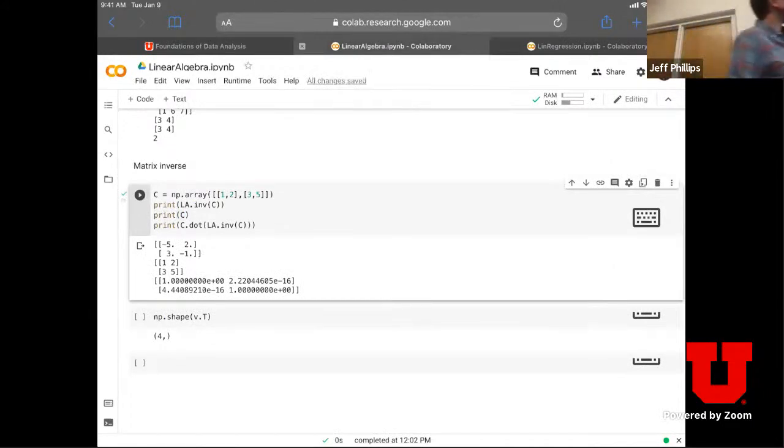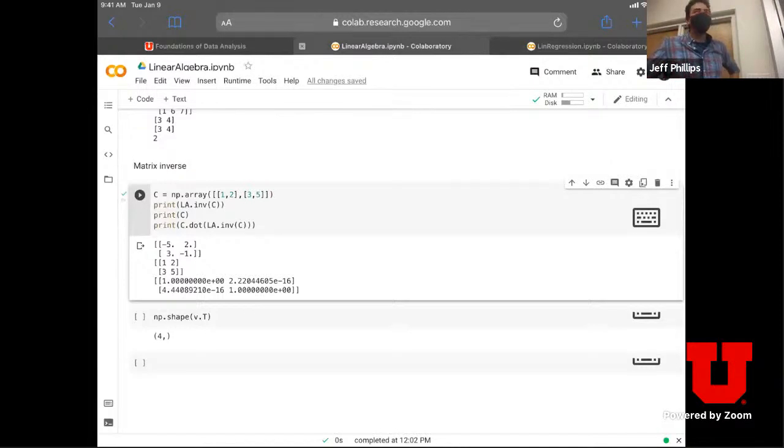Okay, so this is C is 1, 2, 3, 5. The inverse happened to be a pretty nicely defined matrix here, is -5, 2, 3, -1. Okay, and I'll change that, and we'll see what happens in a second. The inverse turns out to be a pretty simple flip here with some minus signs.